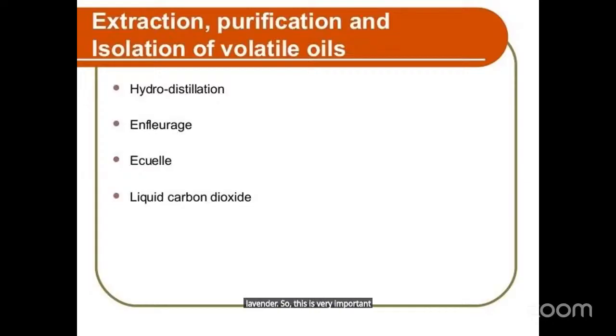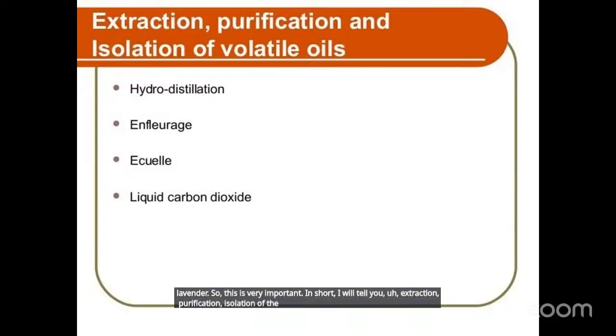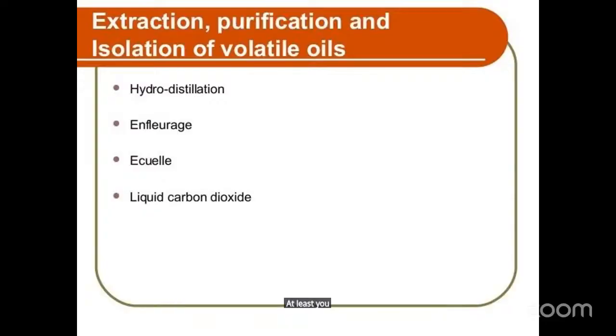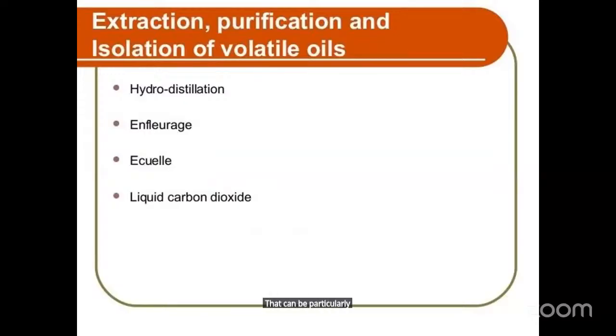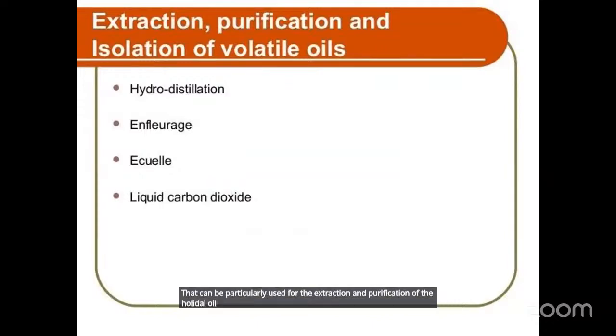In short, I will tell you extraction, purification, isolation of the volatile oil. At least you have to remember the names of the methods which are used for the isolation and purification of the volatile oil. Hydrodistillation method, enfleurage method, and Eucalypt method. These are the very important methods that can be particularly used for the extraction and purification of the volatile oil. That is a liquid carbon dioxide.